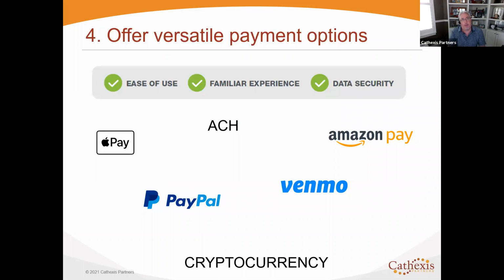Number 4, offer versatile payment options, right? Credit card, sure. ACH, yep. Bank transfer, you bet. But what about Venmo, PayPal, Apple Pay, Amazon Pay, cryptocurrency? I'll talk more about that in a second. But more is better, right? Go to people, make it wherever they're familiar, wherever they're happy with, whatever they feel the most secure with donating to you.